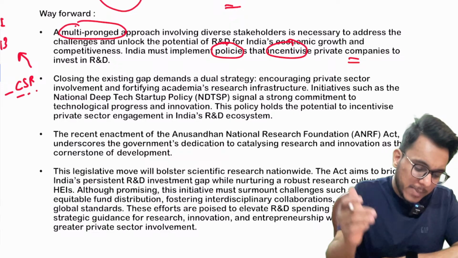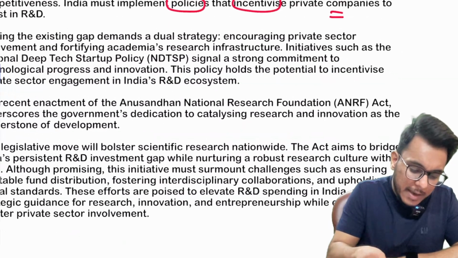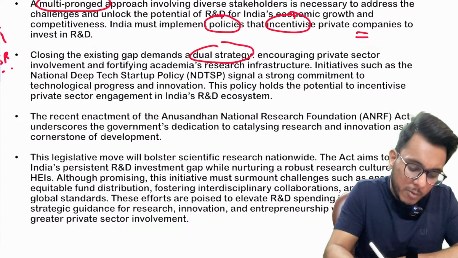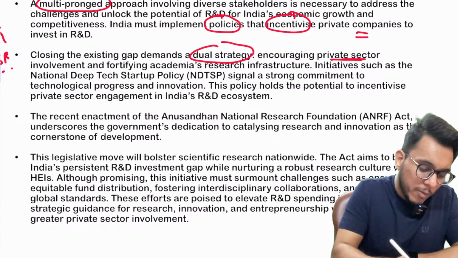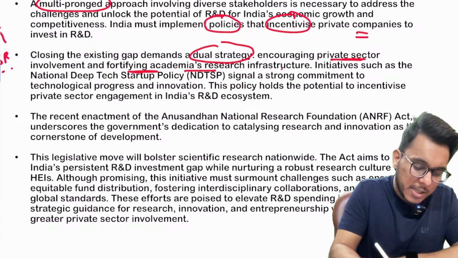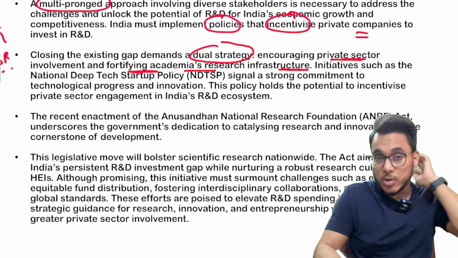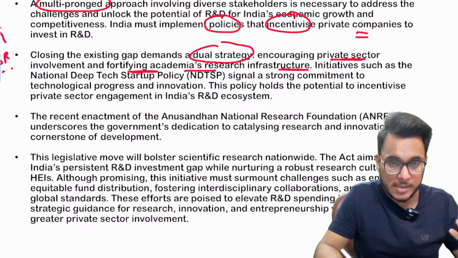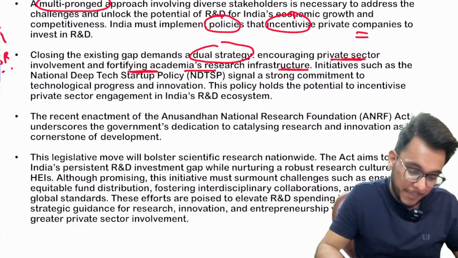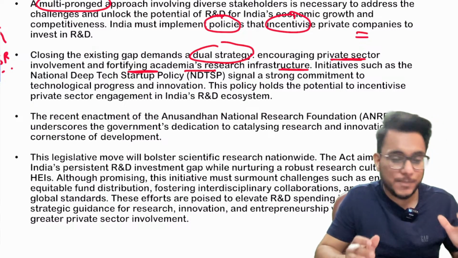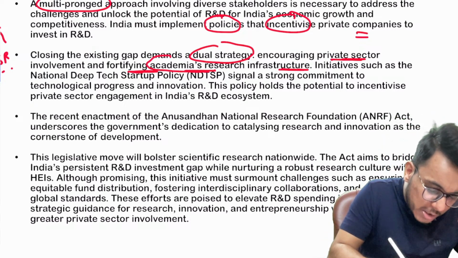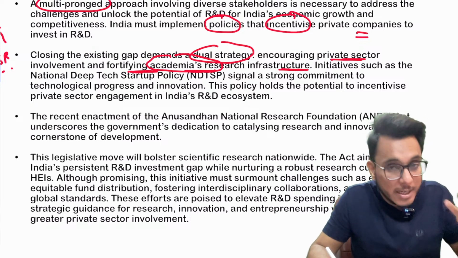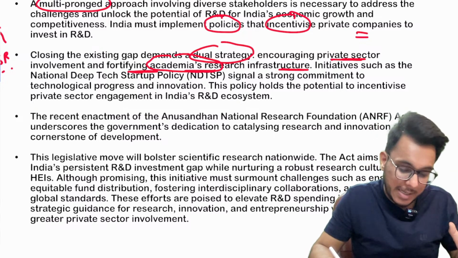Then here it has been provided that we need to focus on a dual strategy. On one hand, we need to encourage the private sector to fortify academia's research infrastructure. They should sponsor and finance the research institutions, universities, or institutions such as IISc. Secondly, if they sponsor these academic research institutions, they will come out with certain breakthroughs, and those breakthroughs at the end of the day will help the private sector.